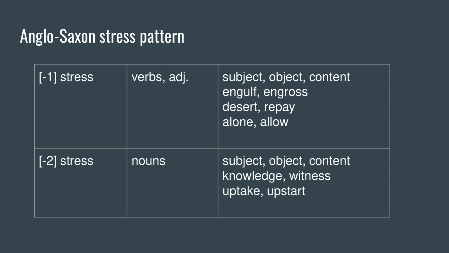For verbs and adjectives, nouns tend to have -2 stress. Subject, object, content, knowledge, witness, uptake, upstart. Okay, it seems straightforward. This will tend to work with maybe at least 50 to 60% of two-syllable words in English, maybe more. I need to do more research on this, and do some statistics on this for you someday. Now there are a couple of weird things here.